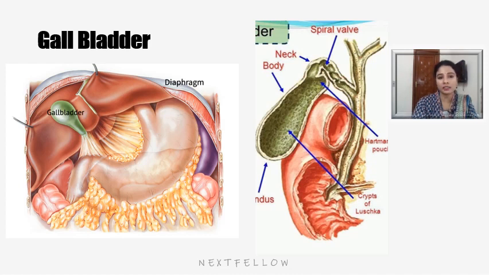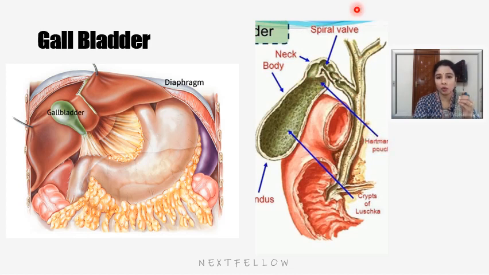So the fundus is that part of the gallbladder which is beyond the inferior border of the liver, and the rest of it is the body, and the body gets constricted to form the neck of the gallbladder. Near the neck, one clinically important thing is called Hartmann's pouch.